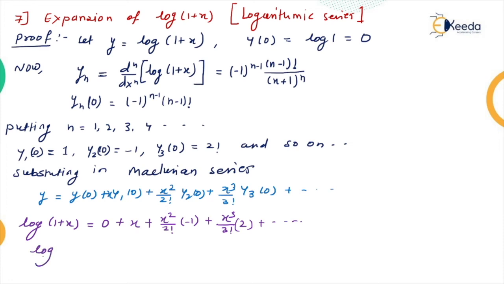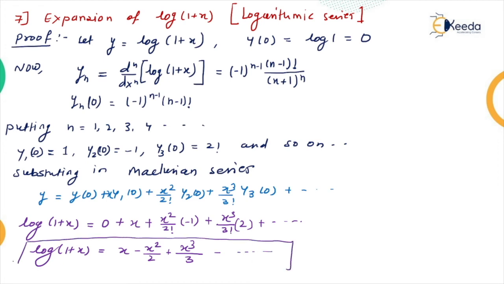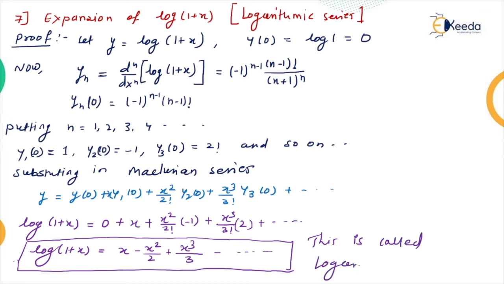So therefore log of 1 plus x is equal to x minus x square upon 2, plus x cube upon 3, and so on. So this is the series expansion of log of 1 plus x, and plus and minus alternate, guys. I hope you understood this expansion very well. This is called the logarithmic series.